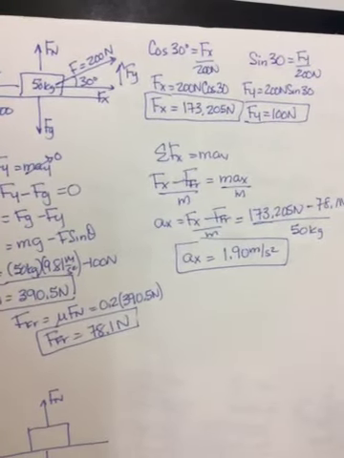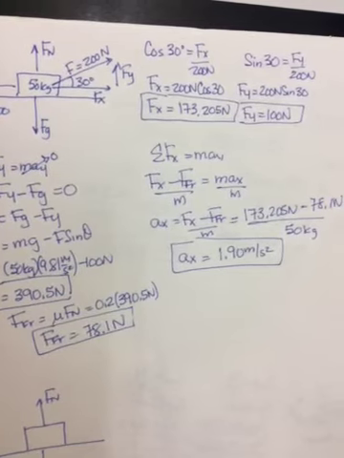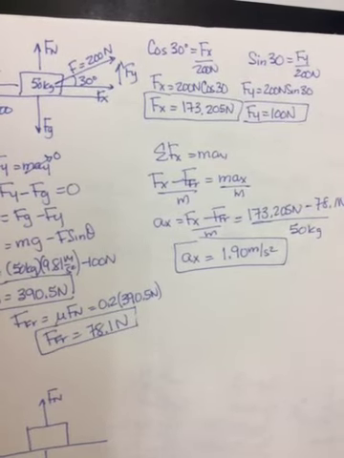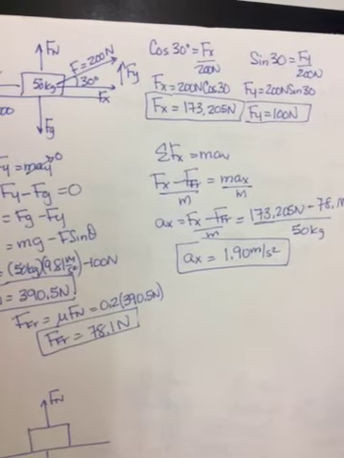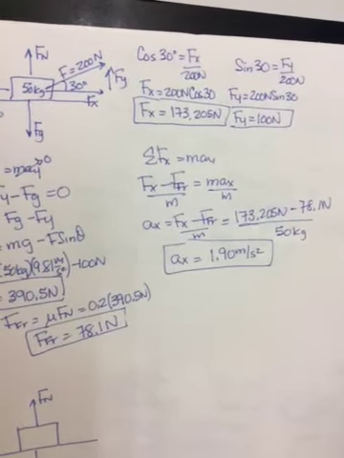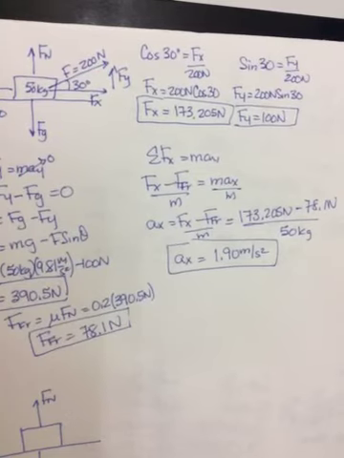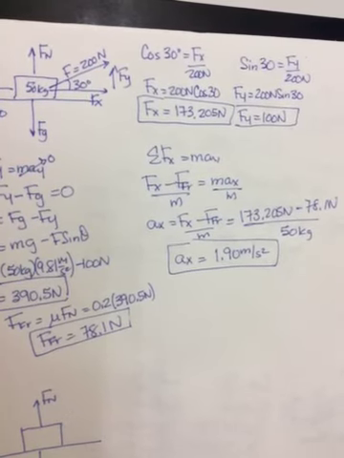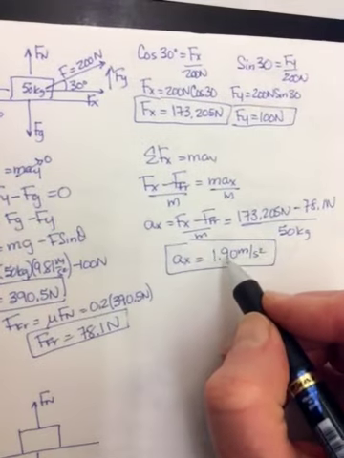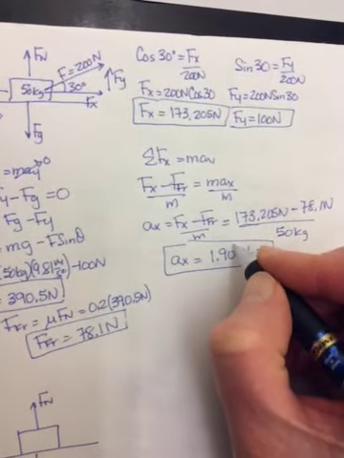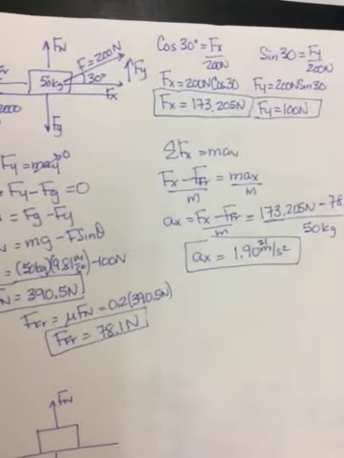Should I do it out just in case? 173.205 minus 78.1 divided by 50. Oh, I think I screwed up. Oh, okay. So 1.90, and 21 are the other two digits there, in case you want to.